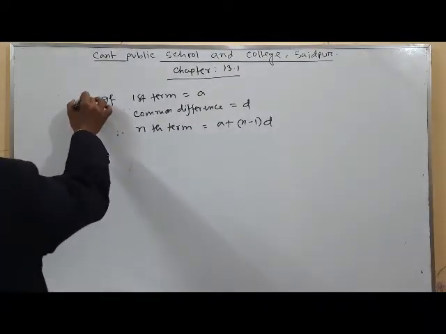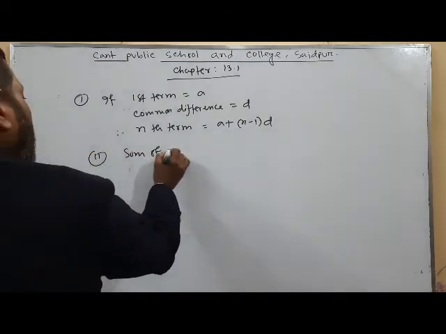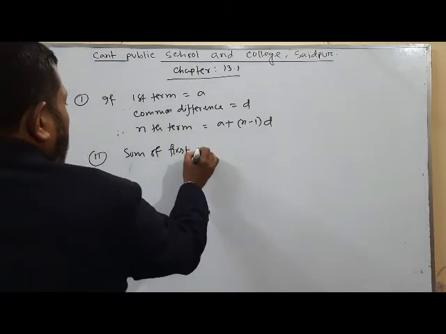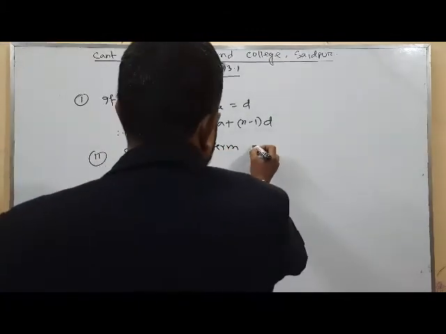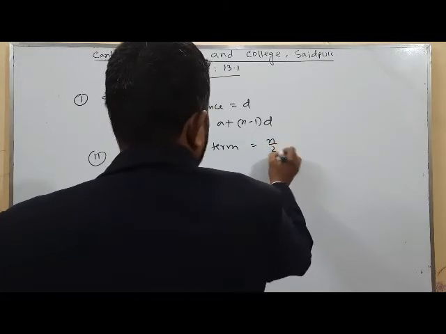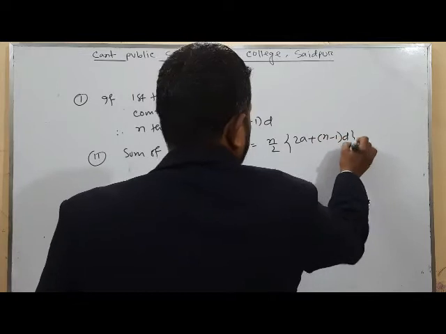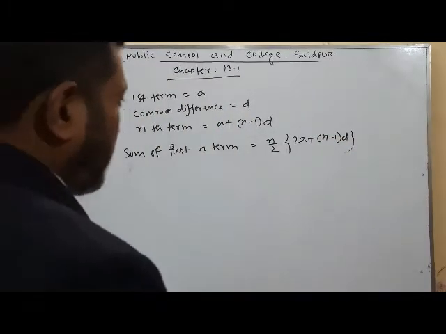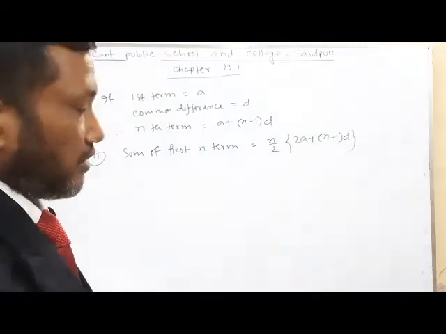This is the first formula. Second, the sum of the first n terms will be n by 2 times (twice A plus (n minus 1) into D). Here A is the first term and D is the common difference between any two successive numbers.